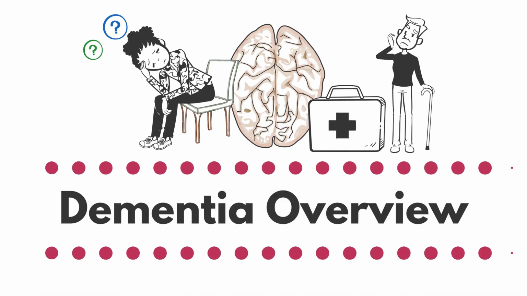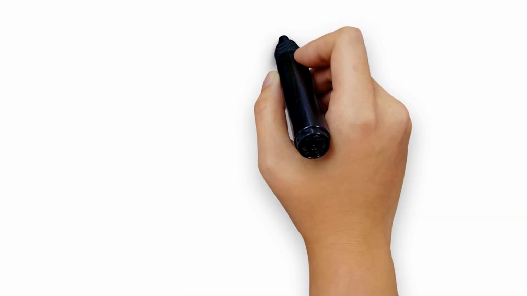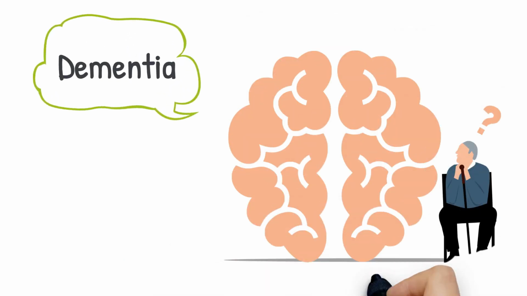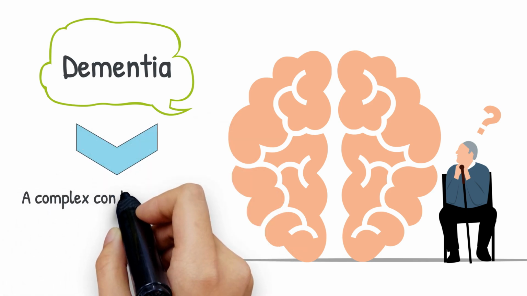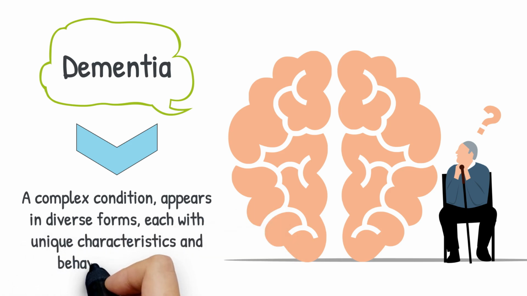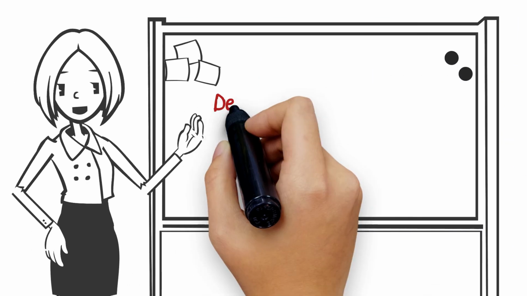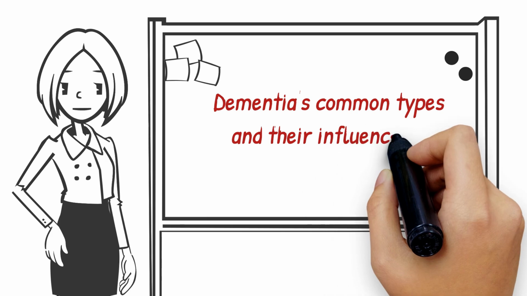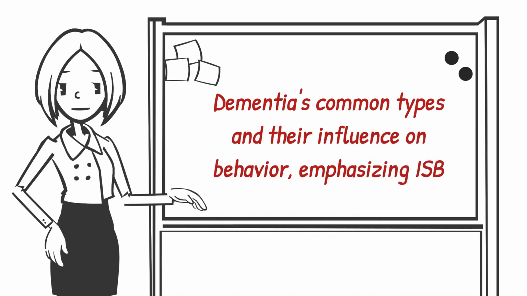Dementia overview. Major neurocognitive disorder, most commonly known as dementia, is a complex condition that manifests in various forms, each with its own unique characteristics and behavioral implications. Let's explore the most common types and understand how they might influence behavior, emphasizing ISB.